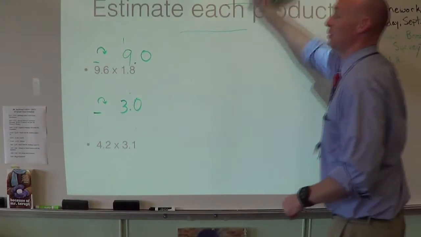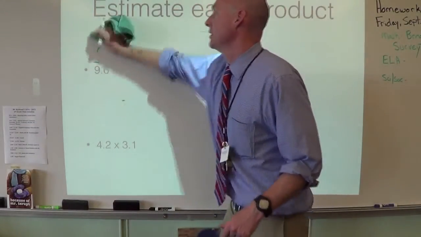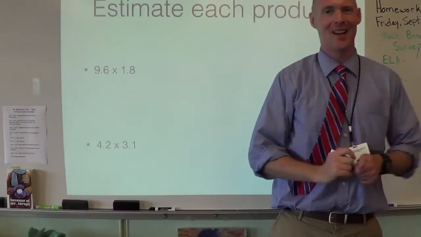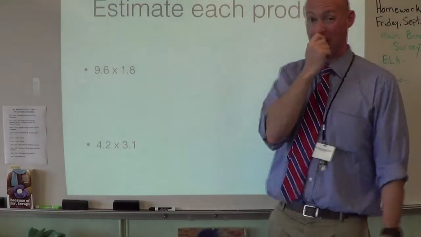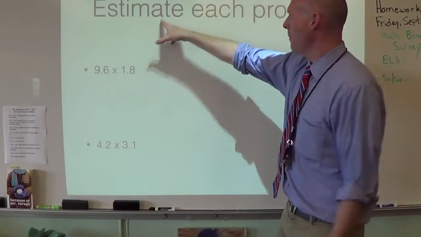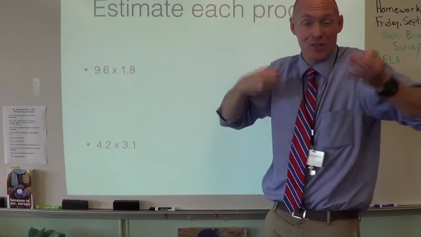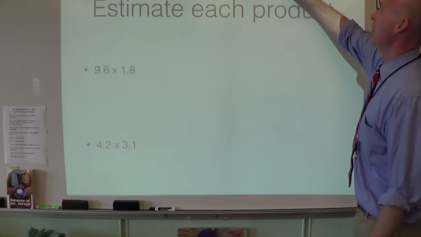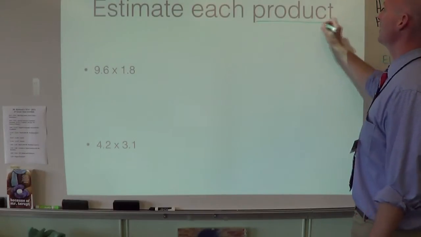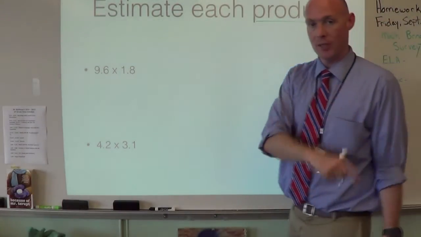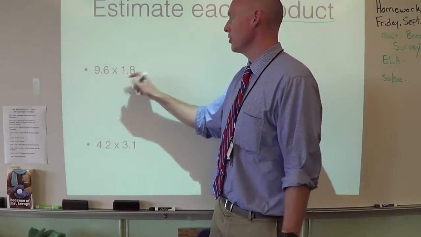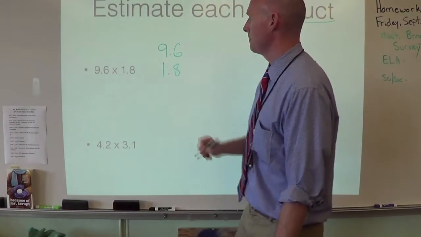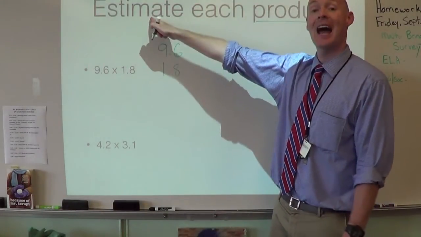This time, what we're going to do is estimate each product. Boy, that's asking a lot. Estimate each product. It's 3 words, but a lot of steps. Remember when we estimate, we're looking for a round. We're just going to guess. We're trying to get close. Remember when we're talking about product, we're talking about multiplication. Product is multiplication. So let's do it. What we first have to do is take our 2 numbers, 9 decimal point 6 and 1 decimal point 8. What we have to do is first estimate.